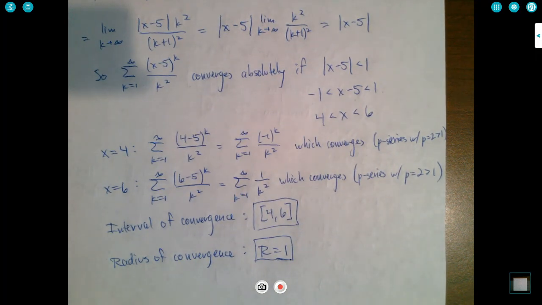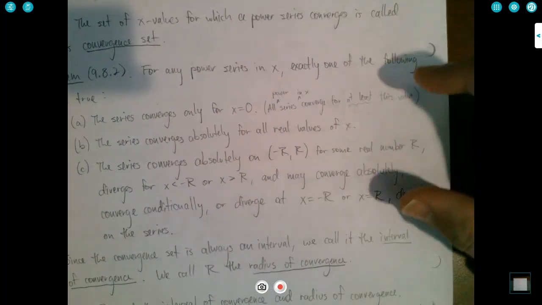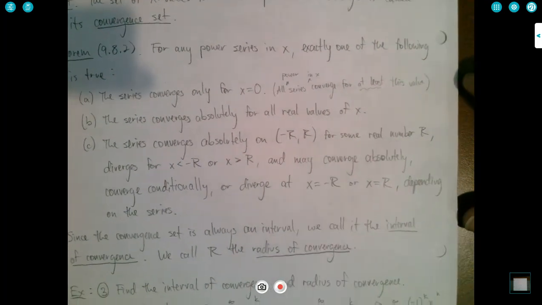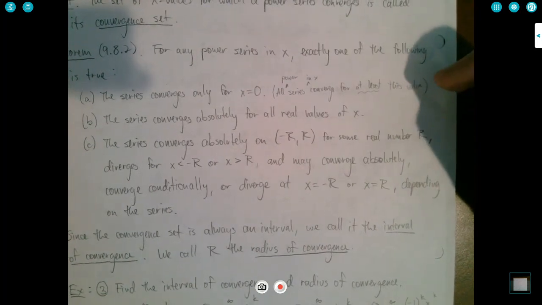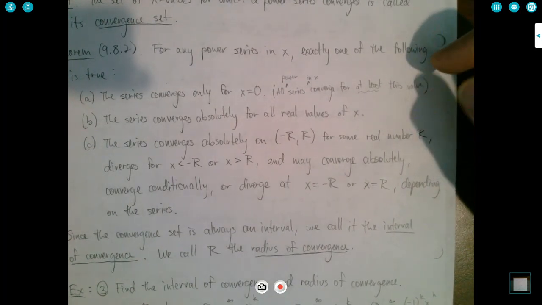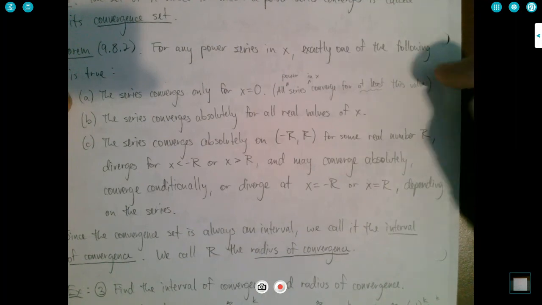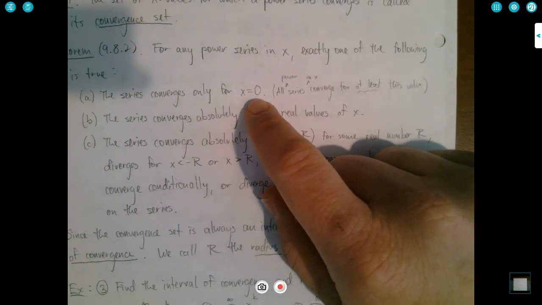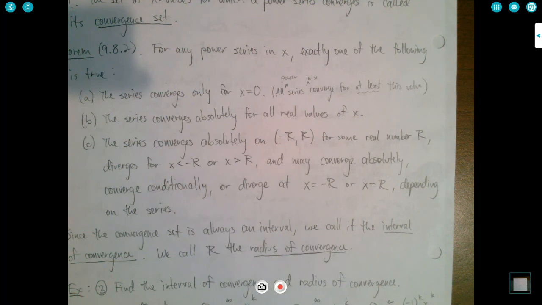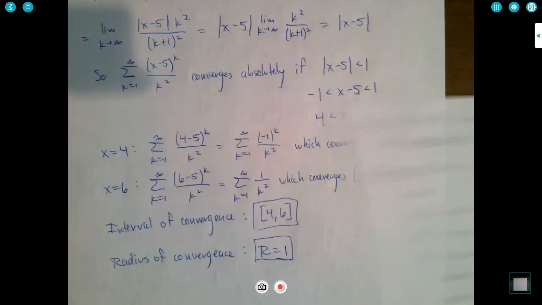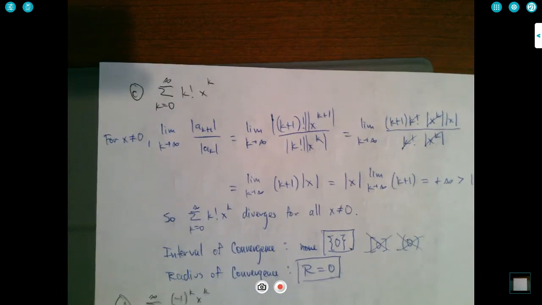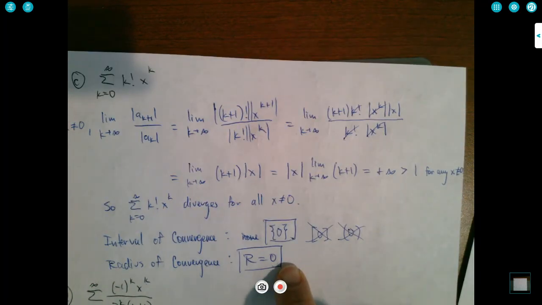Okay, so that concludes it for the examples. But what I want to point out to you is that we've seen all of the possible cases. This was a beautiful set of examples, really. We saw an example of a series converging only for x equals 0. That was example 3c.